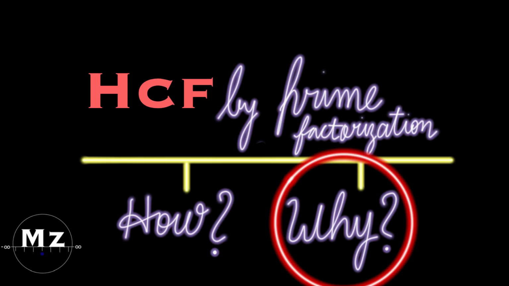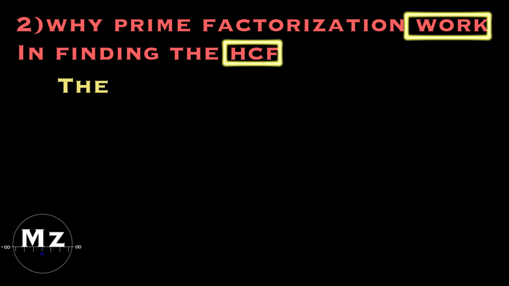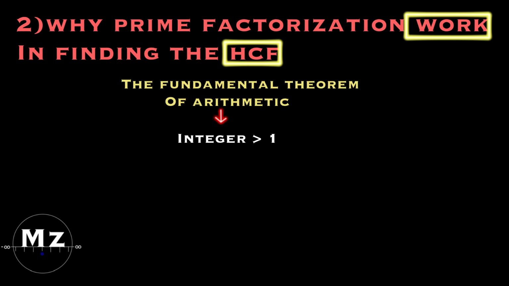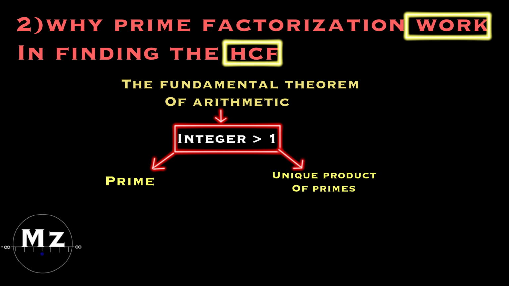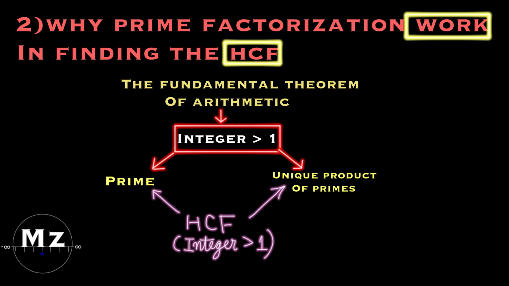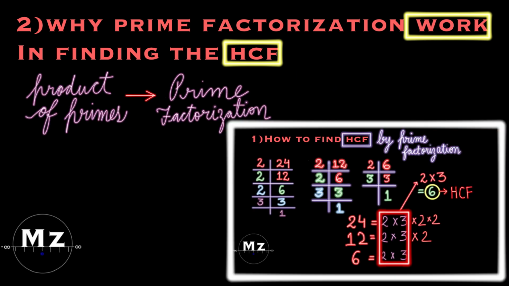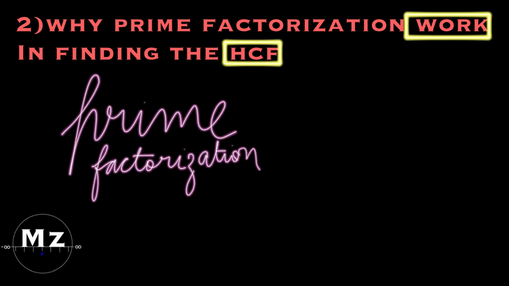Now comes the second part. Why does prime factorization work in finding the HCF? By the fundamental theorem of arithmetic, an integer greater than 1 is either a prime or a unique product of primes, which we saw earlier. Which means the HCF, that is an integer greater than 1, should also be a prime or a product of primes, and we find the product of primes in prime factorization, finally taking the common product of primes to find the HCF, like in this example. That's how prime factorization works.